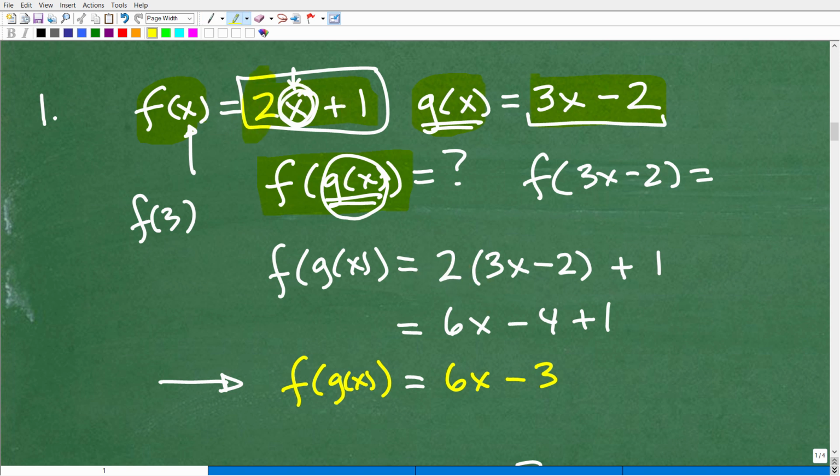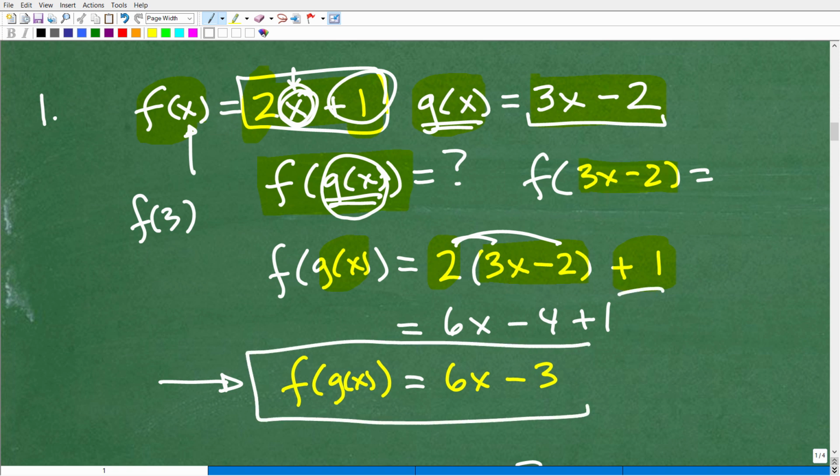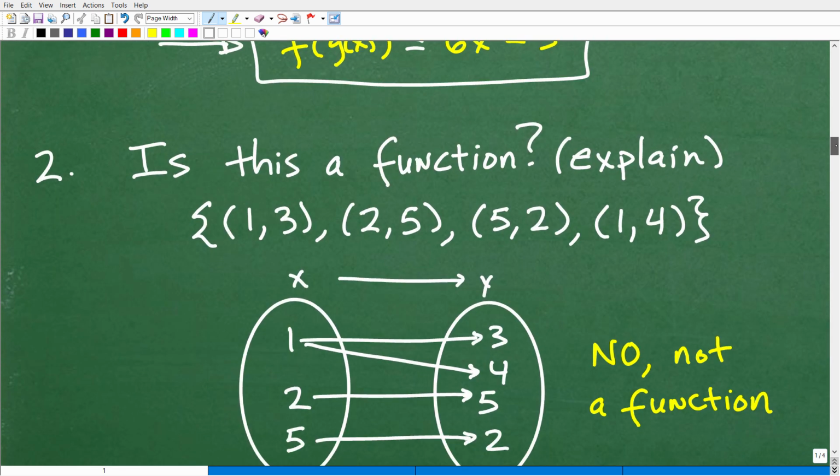So this is going to be 2 times 3x minus 2, which of course is the g of x function, and then we're going to add 1 to it. Okay, can't forget this part. So this is going to be what? 6x, and 2 times 2 is negative 4. And so we got 6x minus 4 plus 1, and that gives us 6x minus 3, which of course is f of g of x in this particular problem. All right, so we got that right. Very good. And now let's move on to our next question.